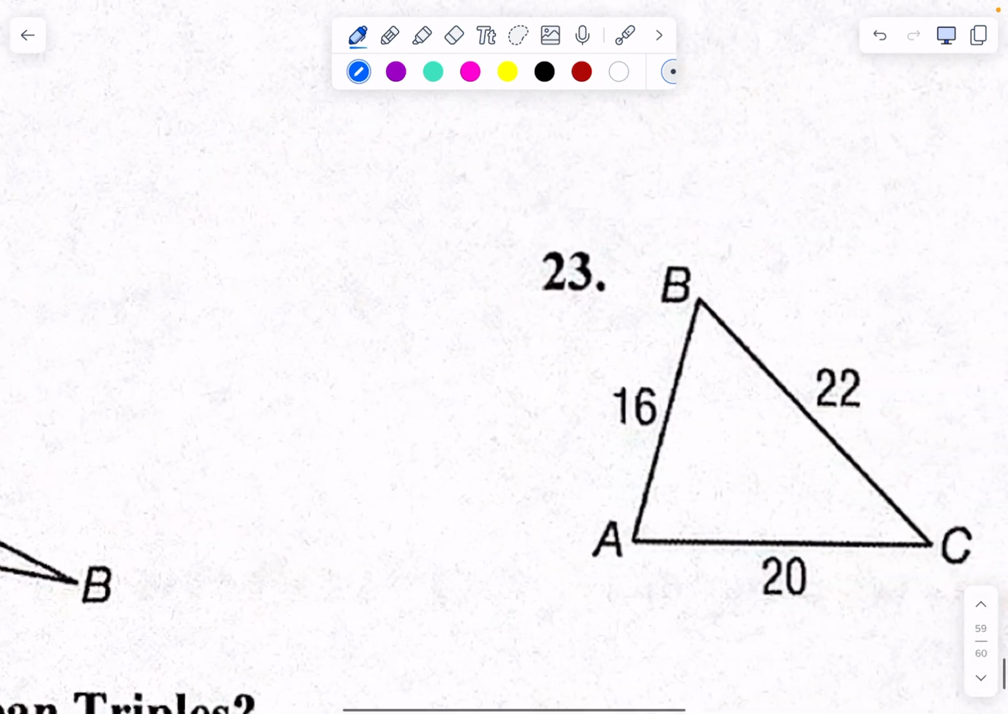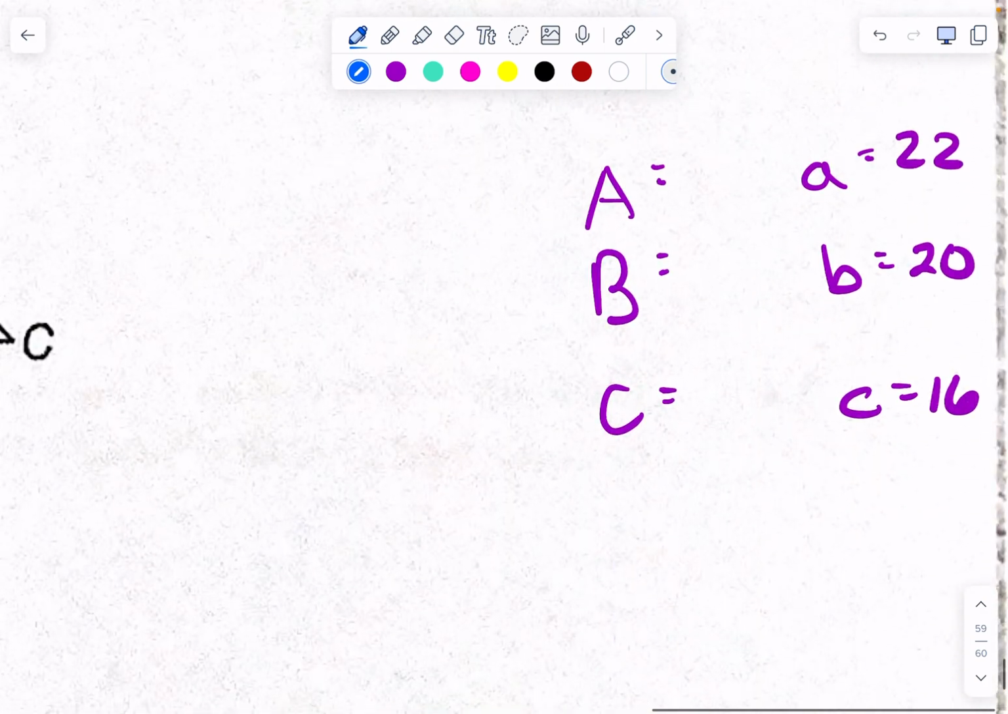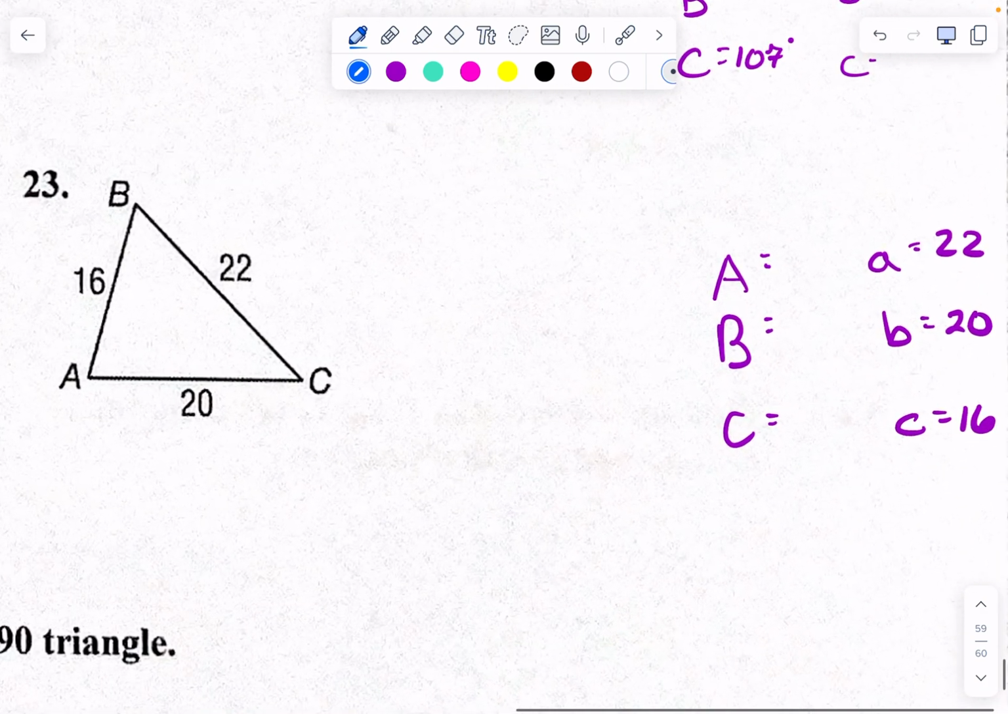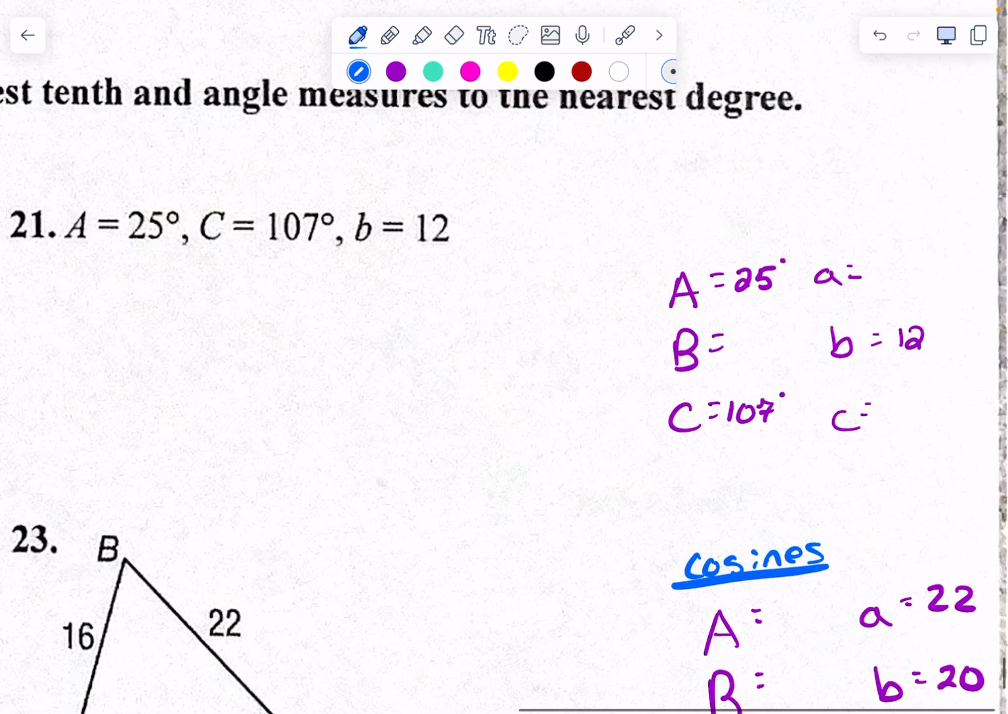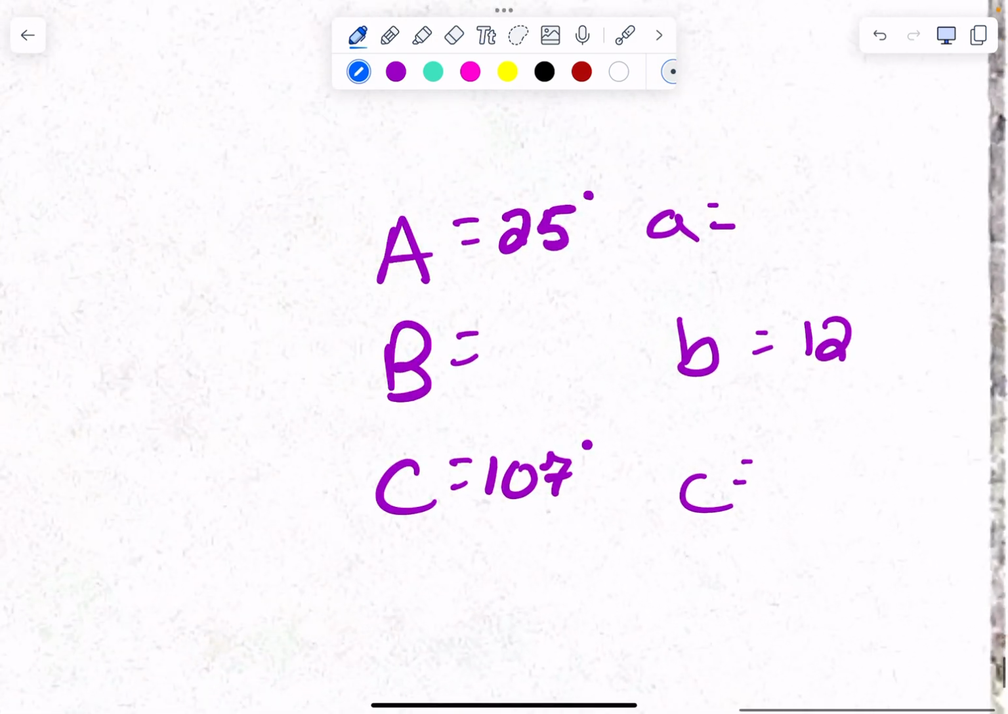Okay. Now, let's go to this one. Sines or cosines? 23. We have to do cosines, right? And solve for an angle first. So that one's going to be a huge pain in the butt. Let's talk 21, though. This was kind of tricky. It would be law of sines, because you could just subtract.